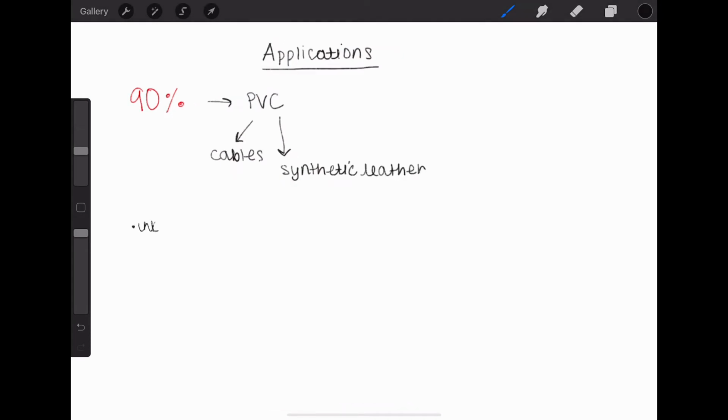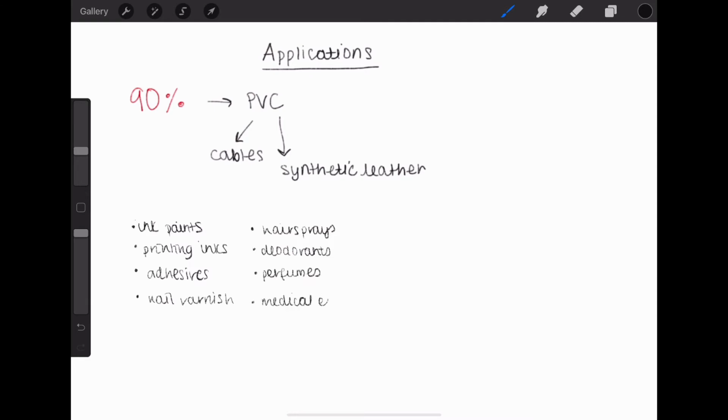Plasticizers can also be found in many common and everyday things that you might encounter, such as in ink paints, printing inks, adhesives, nail varnish, hairsprays, deodorants, perfumes, many medical equipment items such as IV bags, children's toys, in the plastic food packaging, and even in the coatings of some pills. So plasticizers can be found in pretty much everything around you.